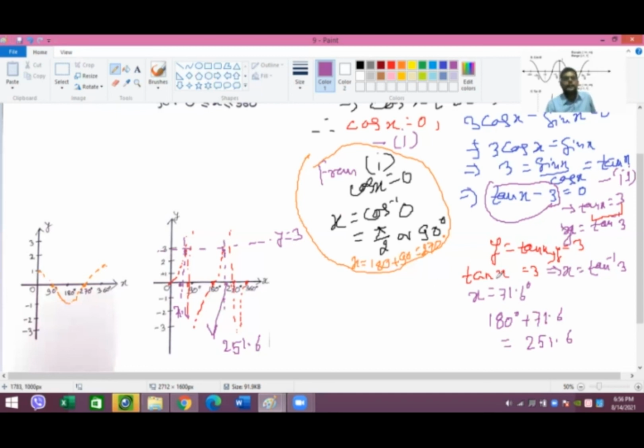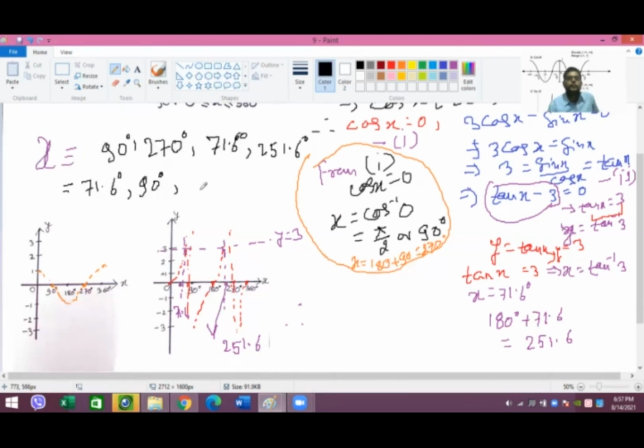So therefore, all together, the solutions for x are 71.6 degrees, and lastly, 270 degrees. So the possible values for x are 71.6 degrees, 90 degrees, 251.6 degrees, and 270 degrees. And this is the answer for this question.